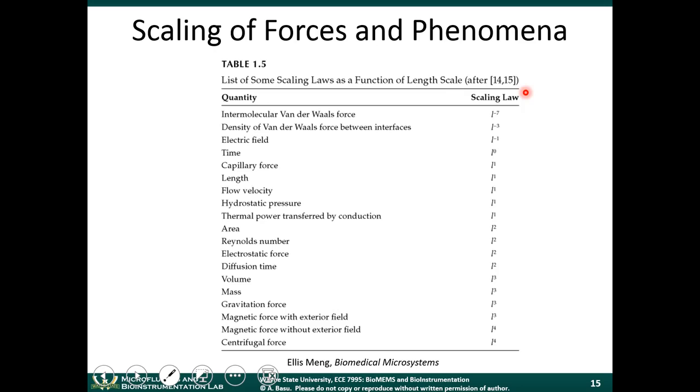All right, so things like capillary force scale as length to the 1, so that becomes more significant at small length scales. Area, electrostatic force, volume, and mass scale with larger exponents. If I were to be a little more specific about what I said earlier, these types of things are important at the atomic and subatomic scale. These types of things become important in the nano to micro length scales, and then these start to become important at the macro length scales.